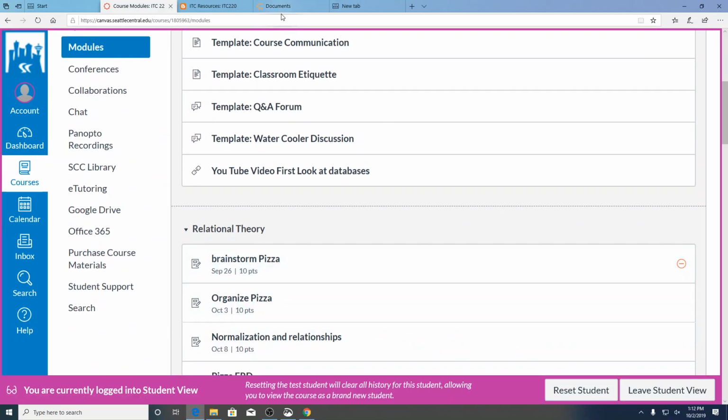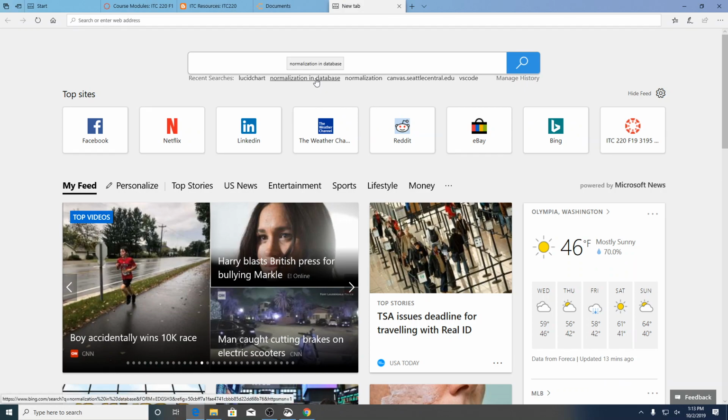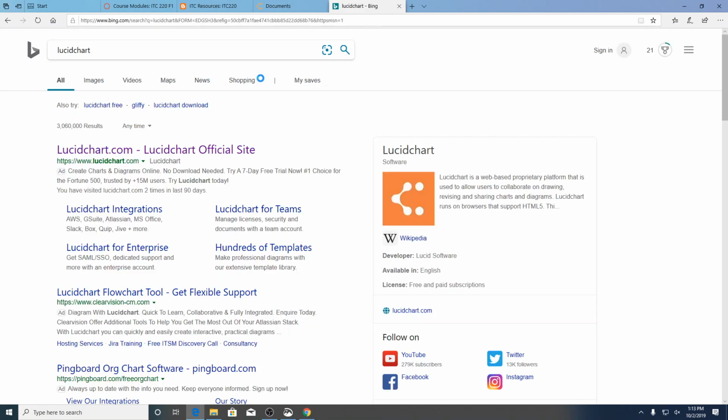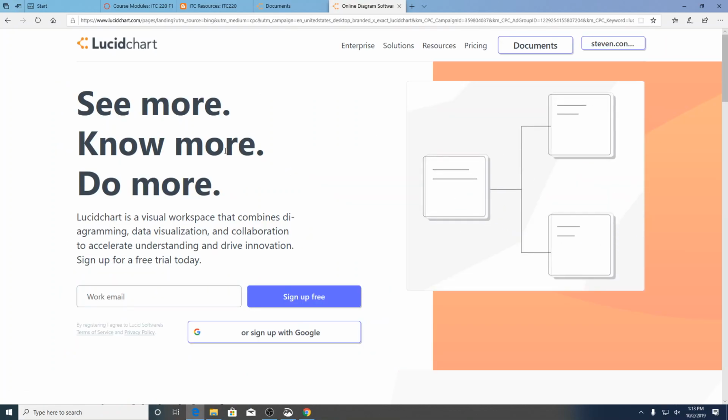So those are the things to look at. Now I'm going to work in Lucid Charts. Let me go back. I'm going to go to the Lucid Charts homepage. My homepage may look a little different than yours because I'm already logged in. Notice it has my Steve Conger up there.